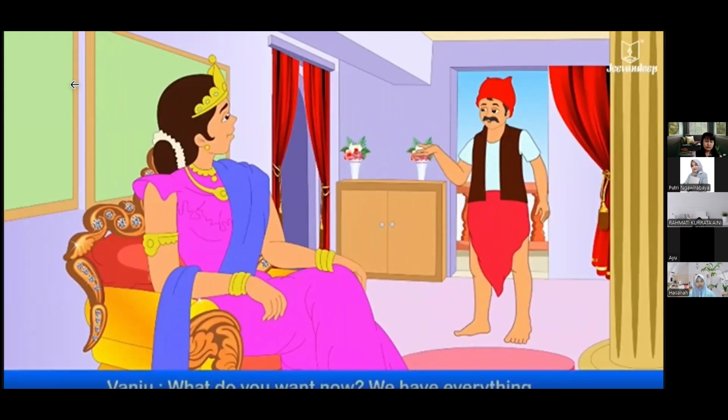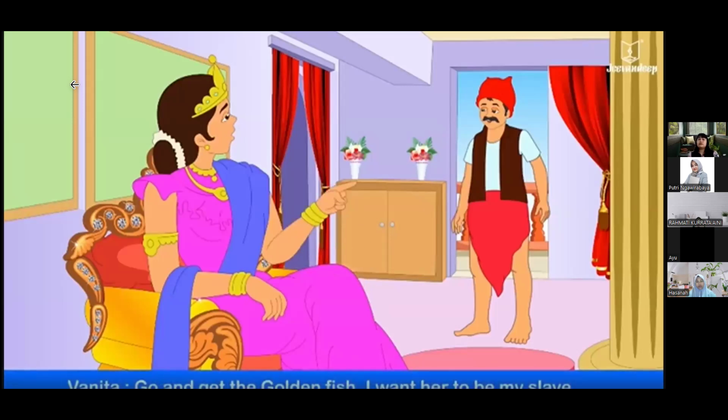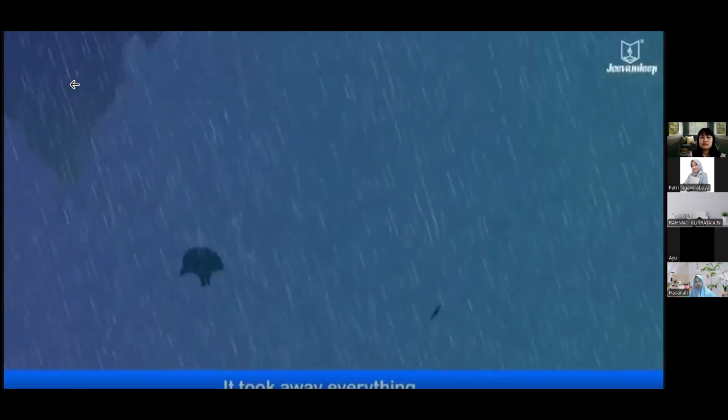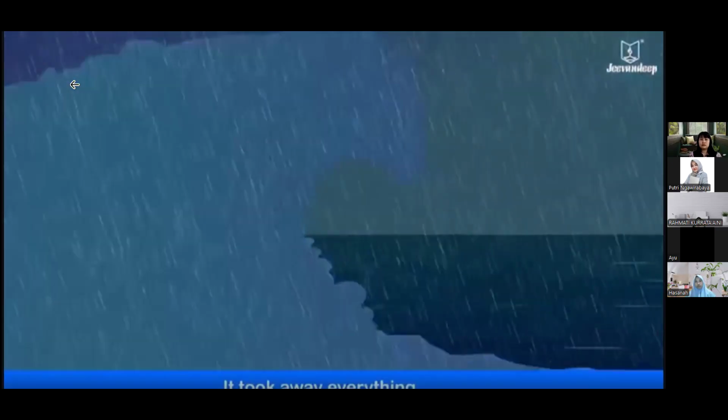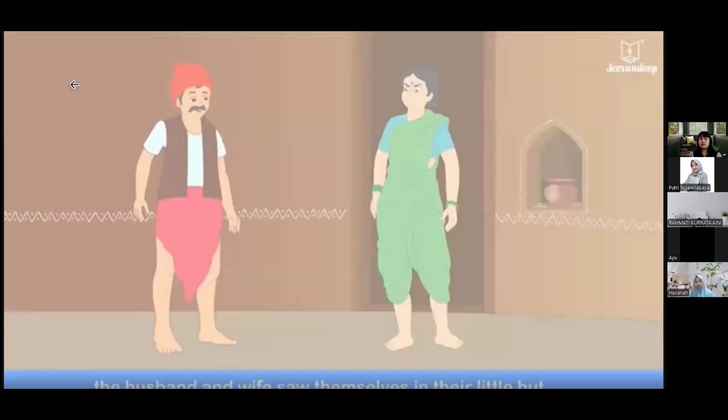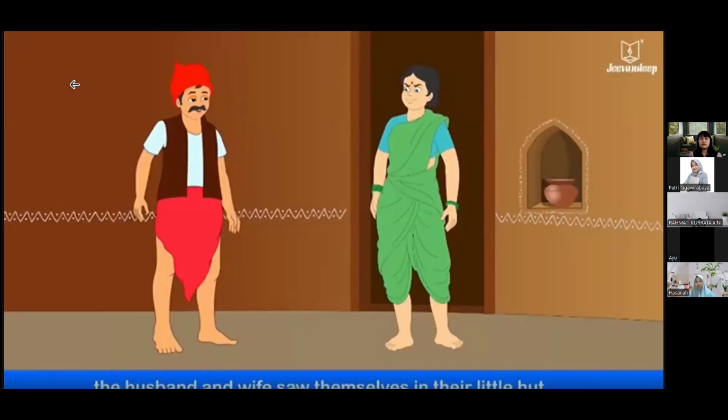What do you want now? We have everything. We have enough money to lead a happy life. Go and get the golden fish. I want her to be my slave. As soon as she spoke these words, there was a storm in the sea. It took away everything. When the storm calmed down, the husband and wife saw themselves in their little hut.